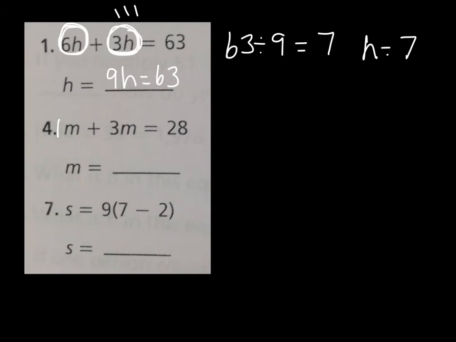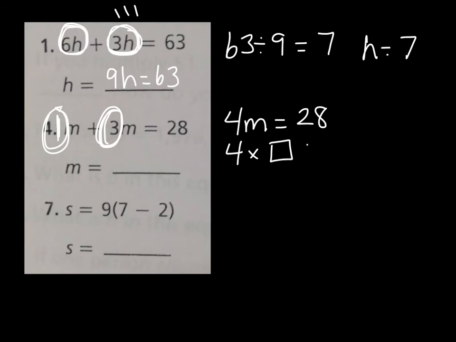Here, I have 1 M plus 3 M's. So I have 1 plus 3 gives me 4 equals 28. And again, I'm going to say, what do I multiply by 4 to get to 28? Or 28 divided by 4 equals what? And I know that that is 7.